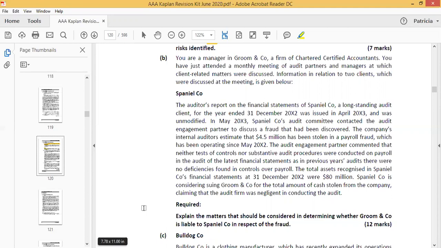Explain the matters that should be considered in determining whether Groom and Company is liable to Spaniel Company in respect of the fraud. So this basically might show that it might be a professional liability question. So it's not a time for you to start writing what you know about professional liability, but it's actually trying to ask a question according to what you're being asked. So here, let's go right into the question.